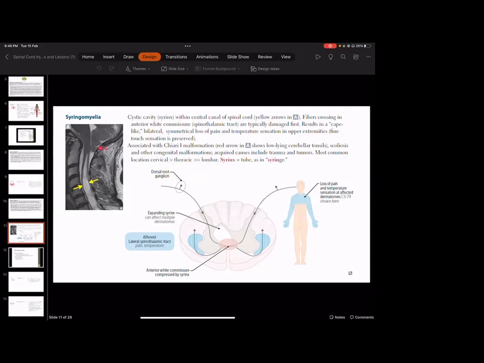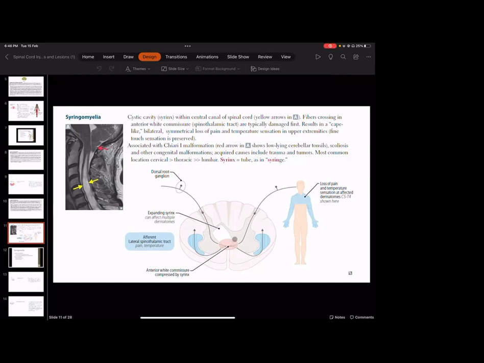So what that means is that it's going to be bilateral. Why? Because the nerves from the right side can't switch to the left, and from the left can't switch to the right. Okay, so it's going to be bilateral, a cape-like distribution on both sides, and you won't be able to feel it. It's going to be loss of pain and temperature sensations in the affected dermatomes. Okay, now this is if it's small.